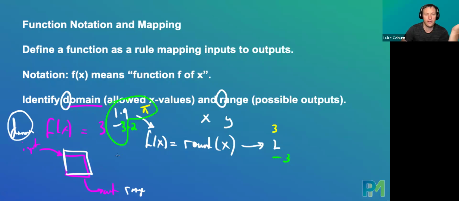any number can go into this function. X is an element of the reals, that's the domain, right? However, here, the range is just the integers, because when we round the number, we get a whole number out. We only get integers out. Okay. So we'll see this happening in a minute.